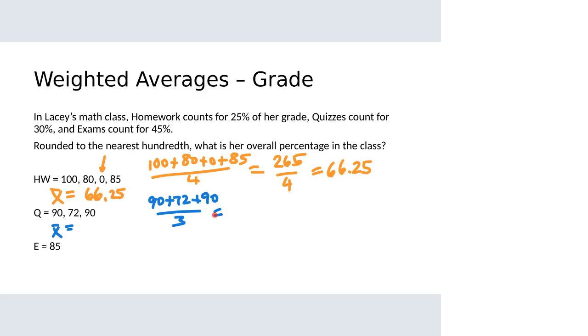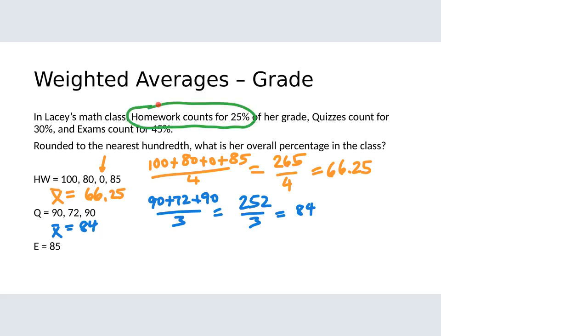Oops, that's 252 over 3, which is 84 right on the dot. So 84. And then the exam average, well, we don't really need to calculate it because there was only one exam, and Lacey got an 85 on that. So now we're ready to calculate her overall grade using these weights.